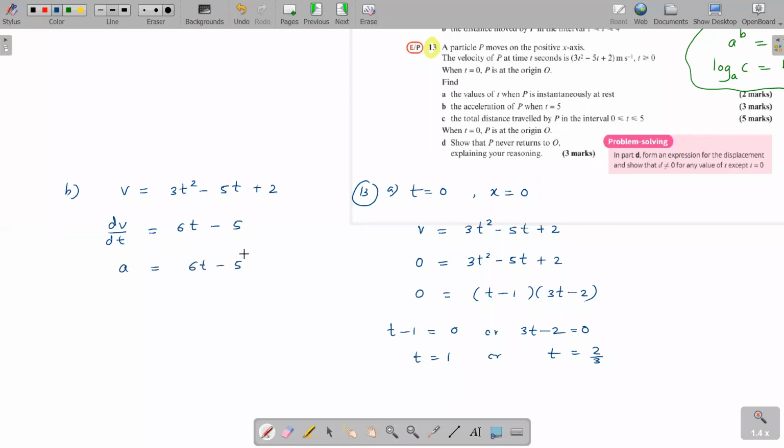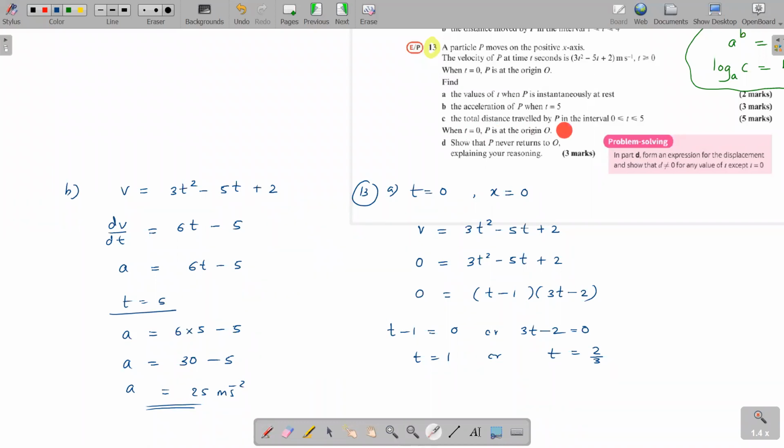You have to find the acceleration when t is 5, so input t equals 5. Acceleration equals 6 times 5 minus 5, which is 30 minus 5. Acceleration is 25 meters per second squared. Is this clear? Moving on to part C.